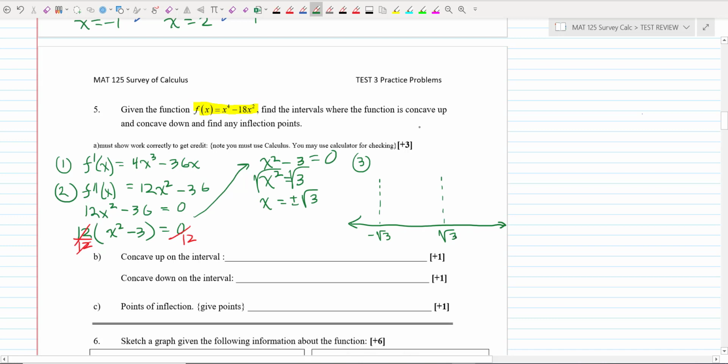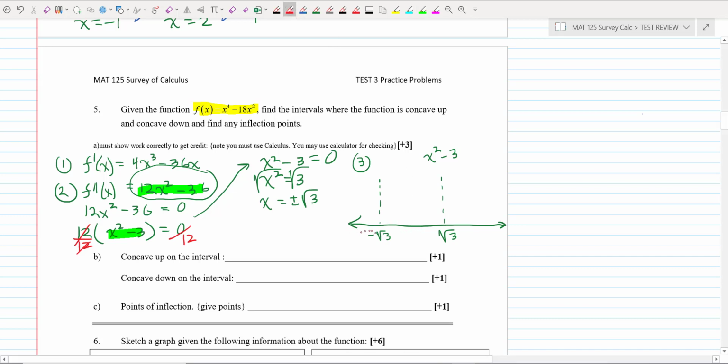Now, the second derivative, you can plug it in either to 12x squared minus 36, or you can plug it into x squared minus 3. It doesn't really make any difference. If you divide by 12, that isn't going to affect the signs that you're going to have on here. Okay, so I'm going to plug it into the 12x squared minus 36.